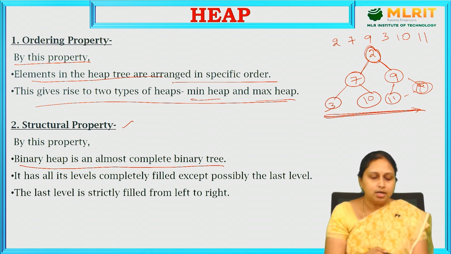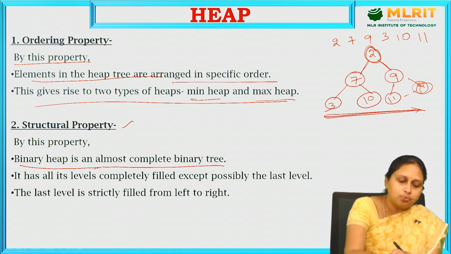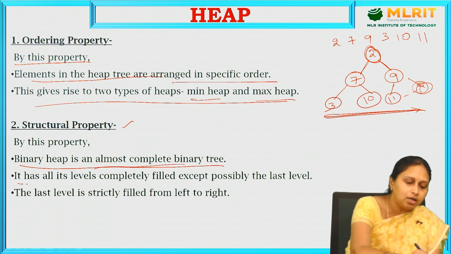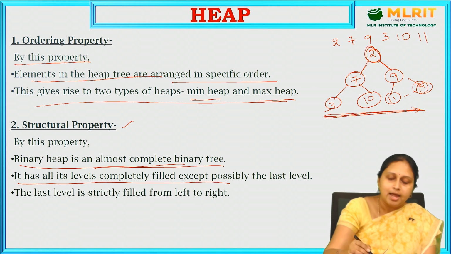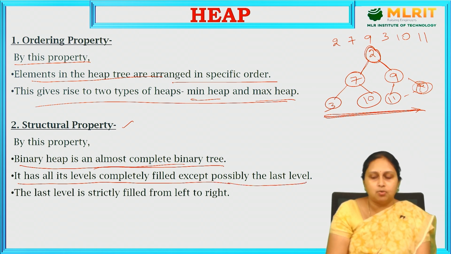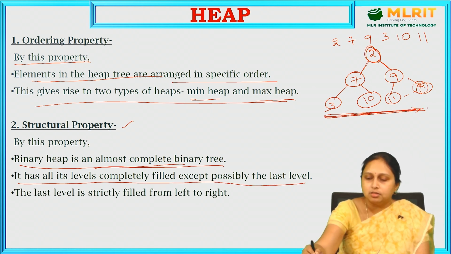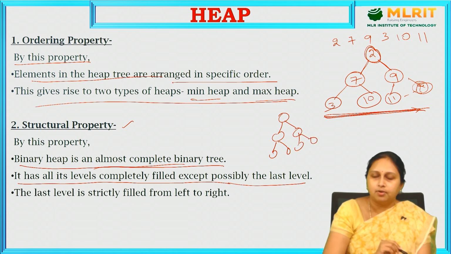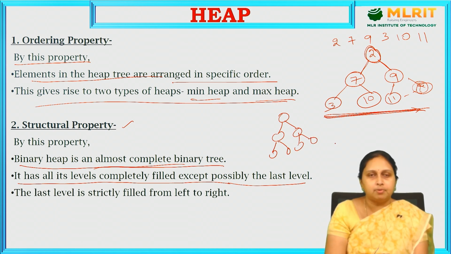Right. Here it has to maintain the property of an almost complete binary tree, and it has all its levels completely filled except possibly the last level. What I said, this is the binary tree. If each and every node has 2 children this way, right? This is a complete binary tree.